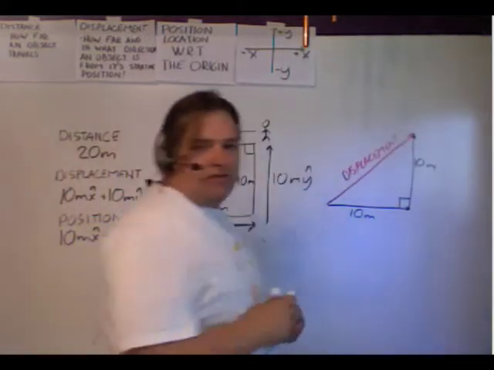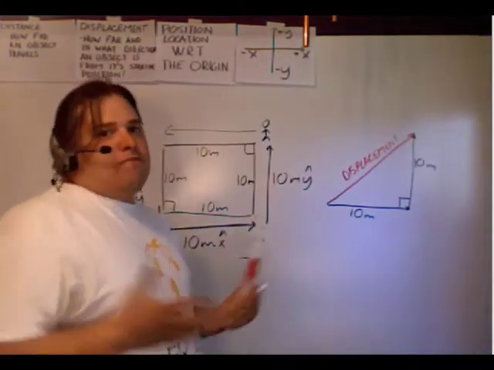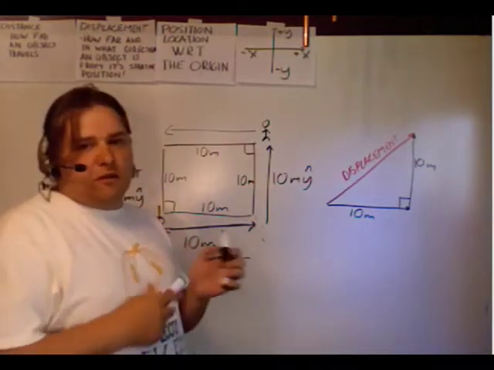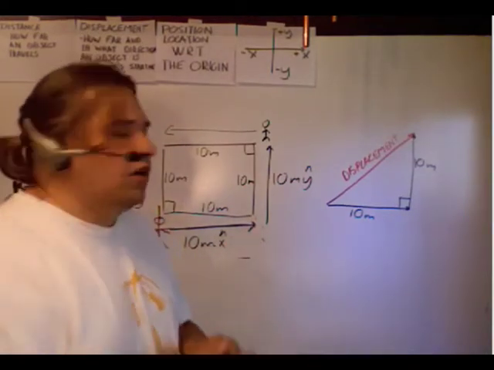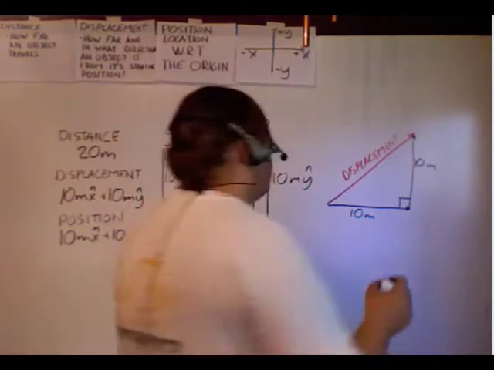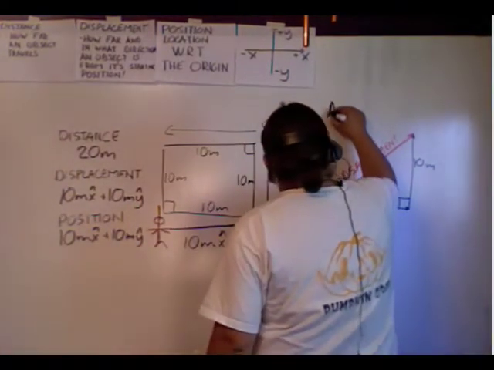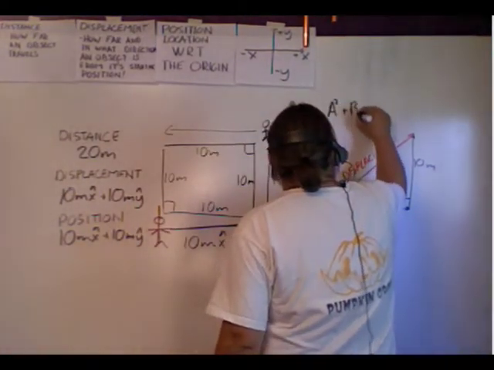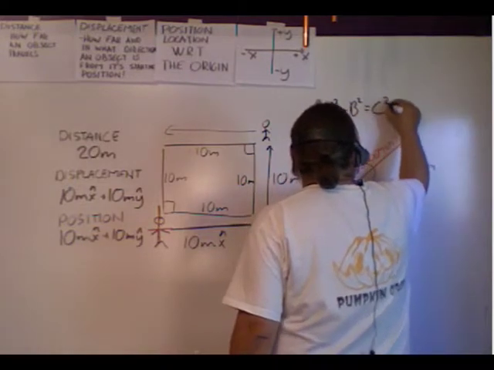Okay, that's what we're solving for. Now, magnitude, how big is that displacement? Quadratic. Okay, using Pythagorean theorem, a squared plus b squared equals c squared.